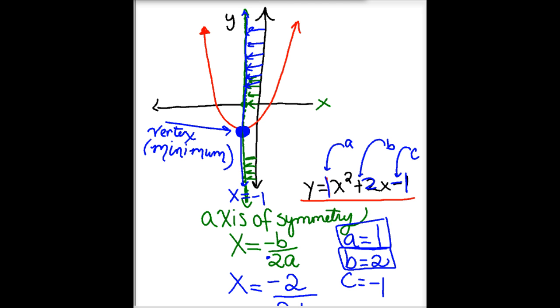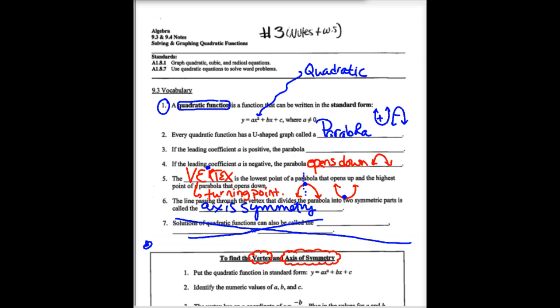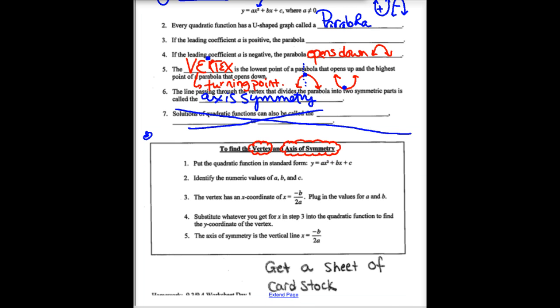So let's go back for a moment to the green sheet. It says to find the vertex and the axis of symmetry, put the quadratic in what we call standard form. What that means is that if it was all jumbled up like this, make sure you put your squared term first so that you can get your a, b, and c all in a row. That's all that means. It says identify what's a, what's b, what's c.